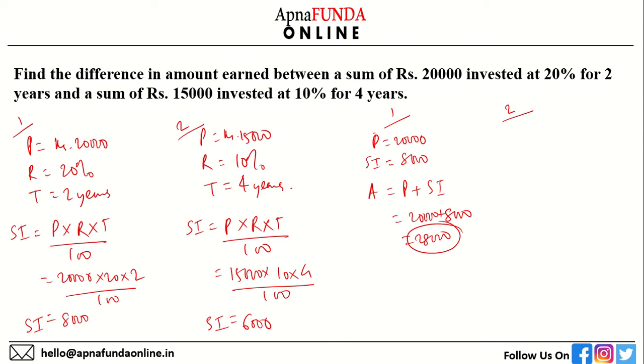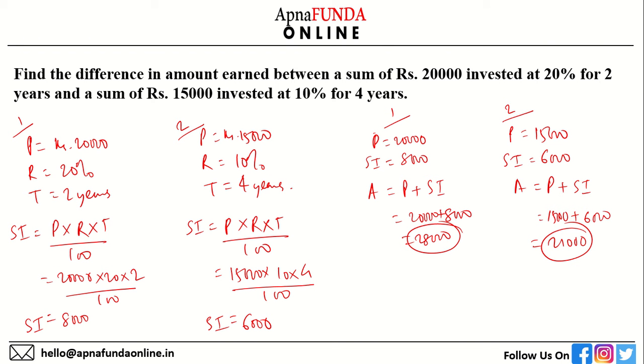On the second sum, the principal is 15,000 and the simple interest which we found out is 6,000. In this case also amount is equal to principal plus simple interest. So principal is 15,000, simple interest is 6,000. So this will be 21,000. So on the second sum, the amount earned is 21,000.